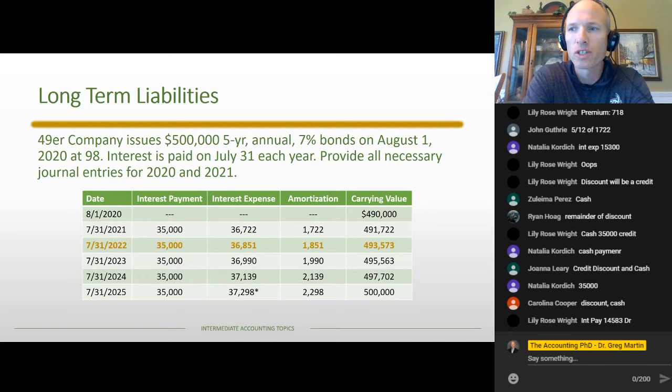Interest payable, 14,583. Very close. You say that's a debit, so I just want you to think about that for real quick, Lily. Think about whether the interest payable should be a debit.